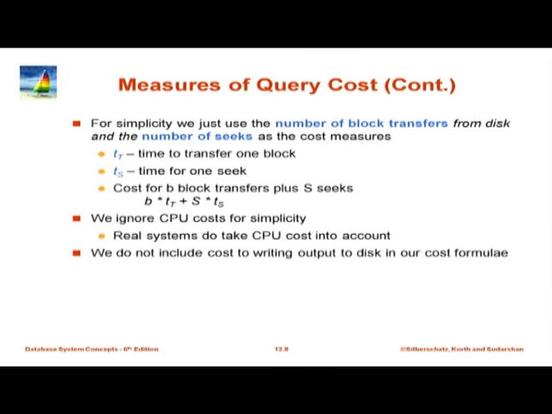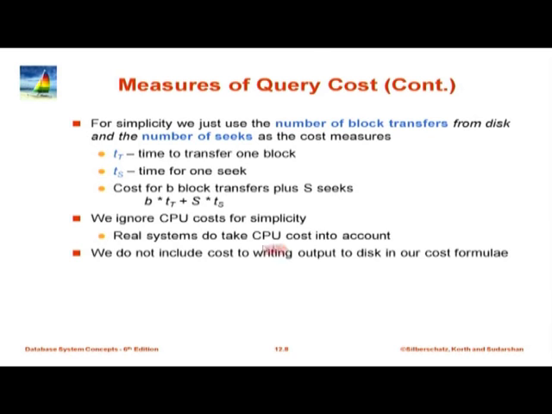Now, depending on whether you are using flash memory or hard disk, the cost of seek and the cost of transfer can be pretty different. So, you want to keep these separate. So, we are going to have the number of blocks B which we are transferring times the average transfer time for one block, and then the number of seeks S that we do times the average time for one seek. And we are going to ignore CPU costs.